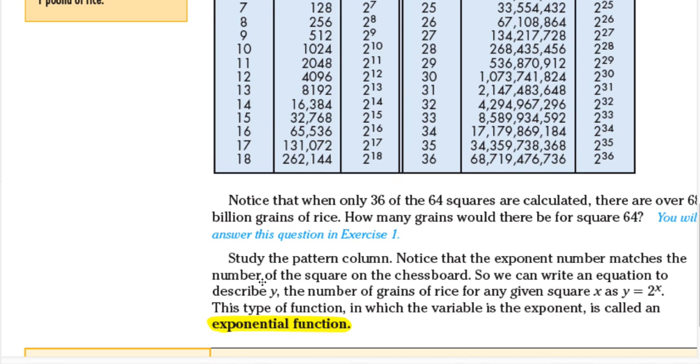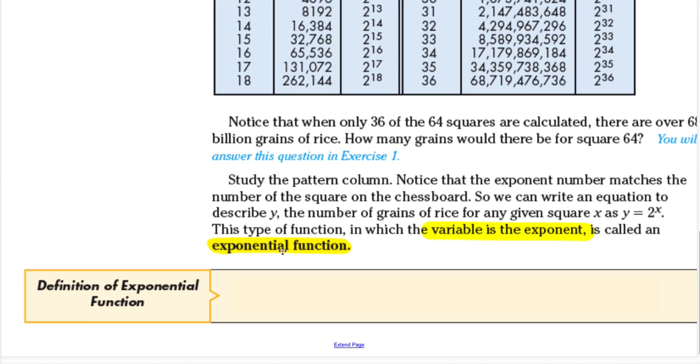Notice that the exponent number matches the number of the square on the chessboard, so we can write the equation to describe y, the number of grains of rice for a given square x, as y equals 2 to the x power. This type of function in which the variable is the exponent is called an exponential function. When the variable is the exponent, it is called an exponential function.